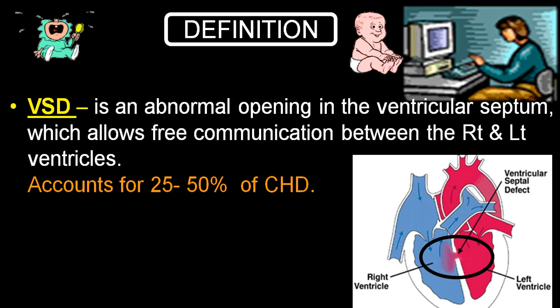So ventricular septal defect is an abnormal opening in the interventricular septum which allows the blood to flow from LV to RV. Now this is the most common congenital heart disease among all congenital heart disease. It is accounting for nearly 25 to as much as 50% of congenital heart disease. Not among acyanotic but total congenital heart disease group.